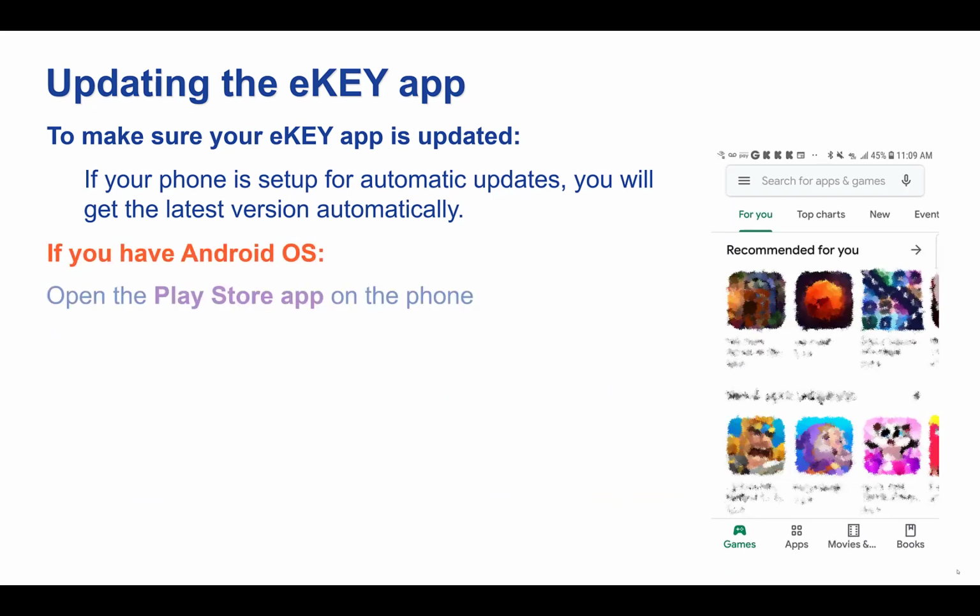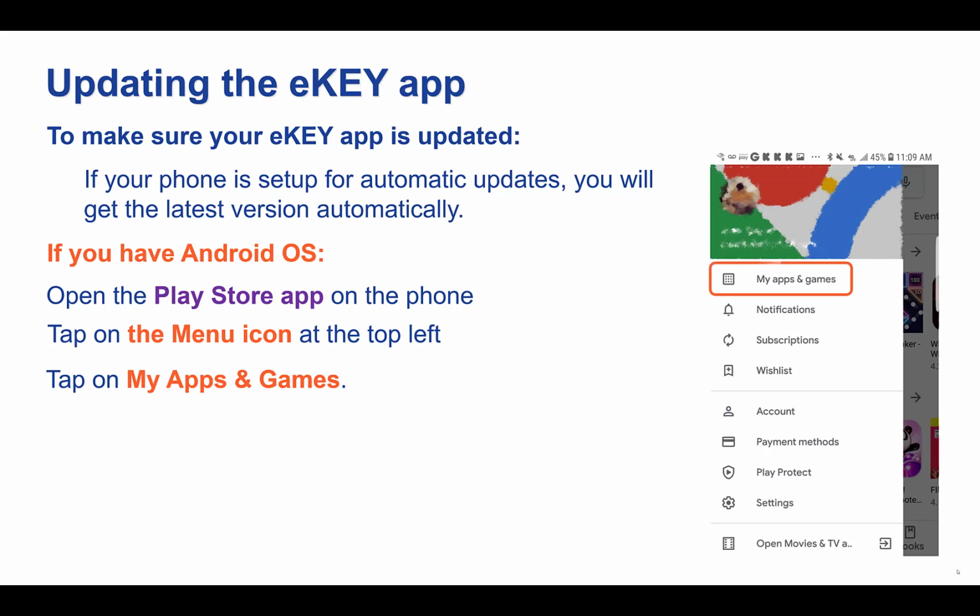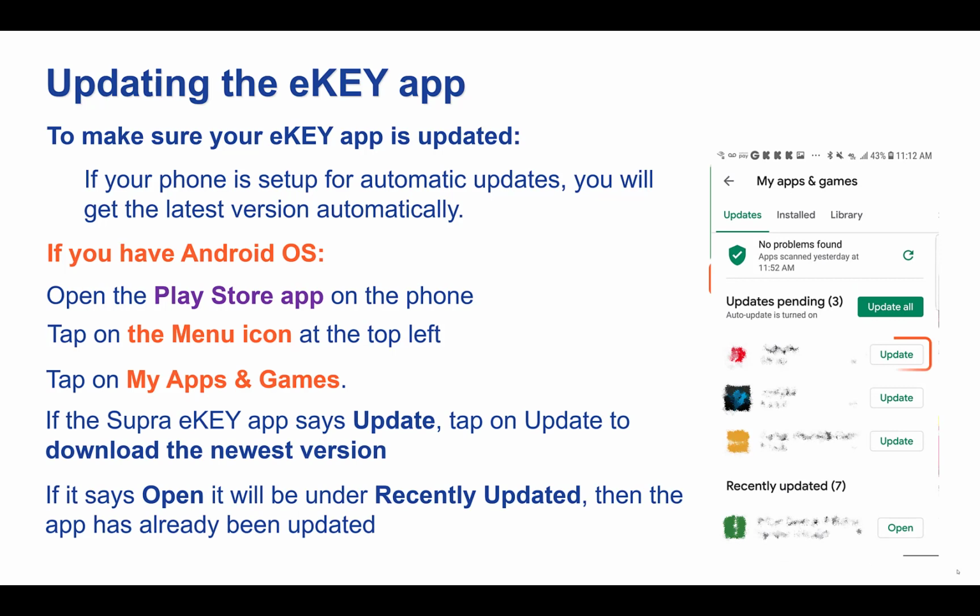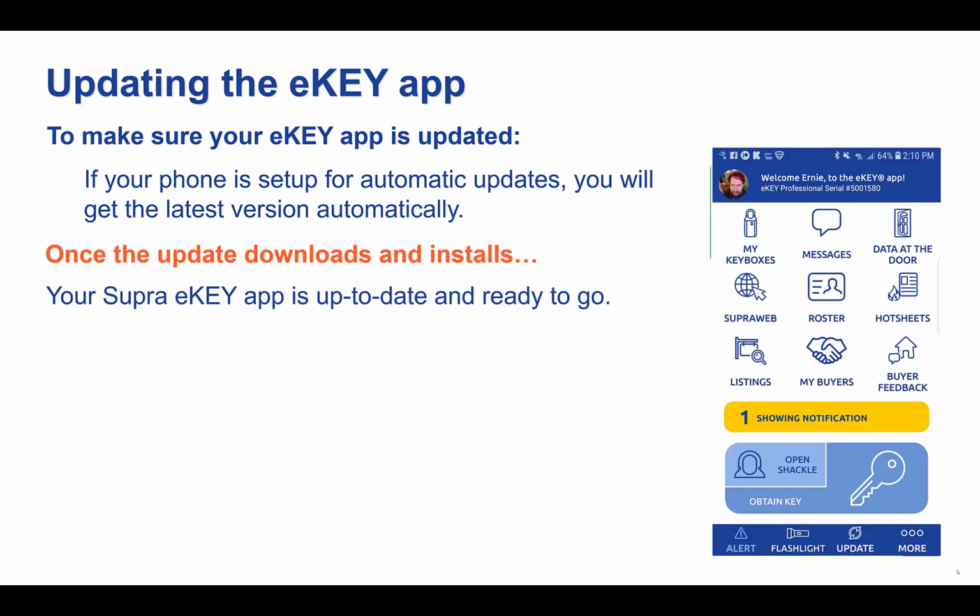If you have an Android phone or tablet, you're going to open up the Play Store app on the phone. At the top left, you're going to tap on the 3-line icon for the menu, and then tap on My Apps and Games. Under Updates Pending, if you see Super eKey there, you're going to tap on Update on the right-hand side. If it shows up under Recently Updated or Not at All, then your eKey app is updated already. Once it is updated, then you're good to go.